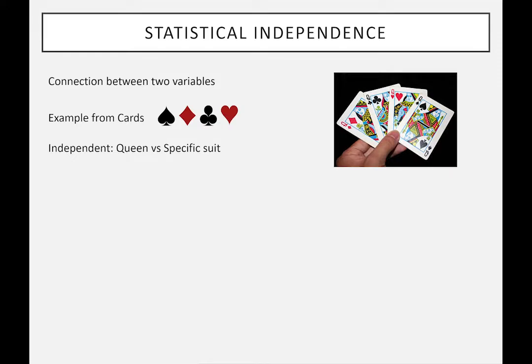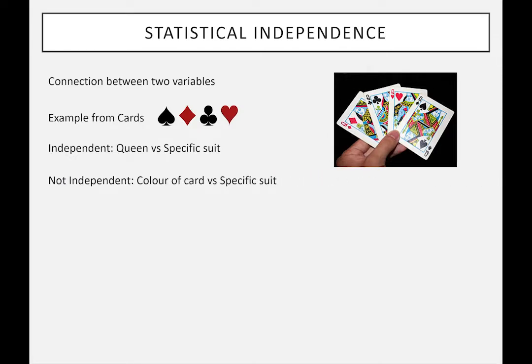I tell somebody to take a card from the deck, and whether it's a king, a queen, a jack, something like that, and a specific suit. Now, if I tell you that it's a queen, that doesn't help you to know whether or not it's a club or a diamond, because knowing that it's a specific card doesn't tell you which specific suit it might be. In this case, we say the connection between the two variables is independent. In this case, the two variables are what the specific card is and what the suit is.